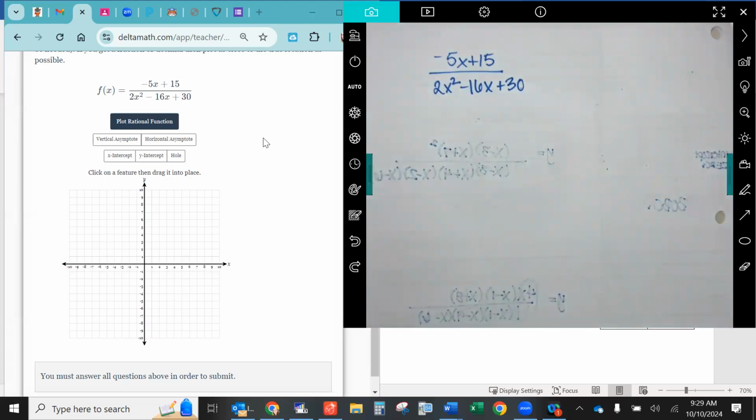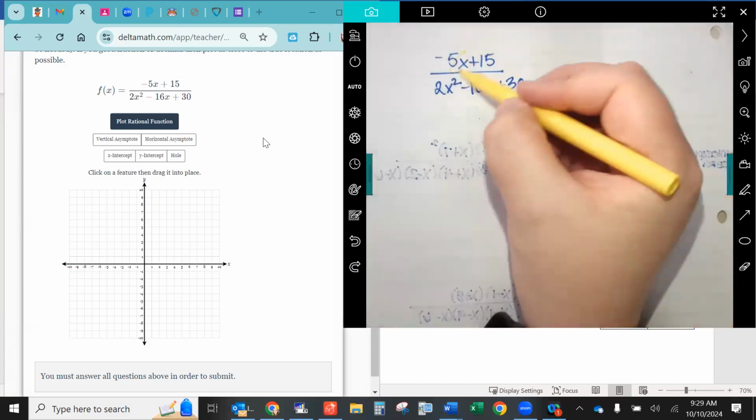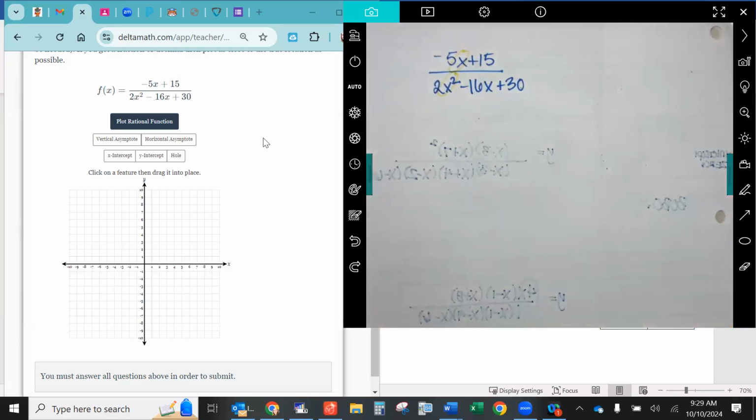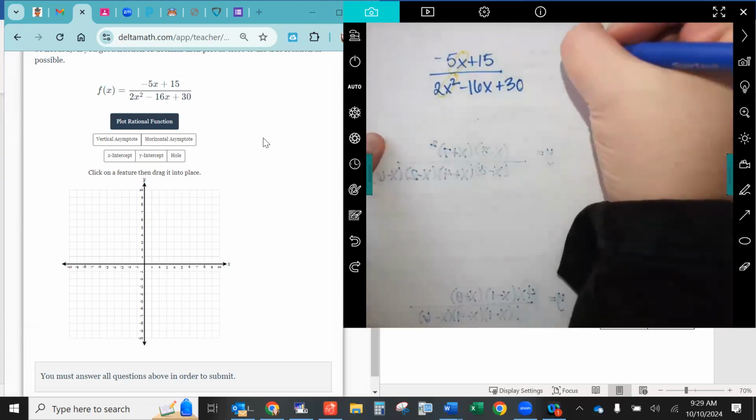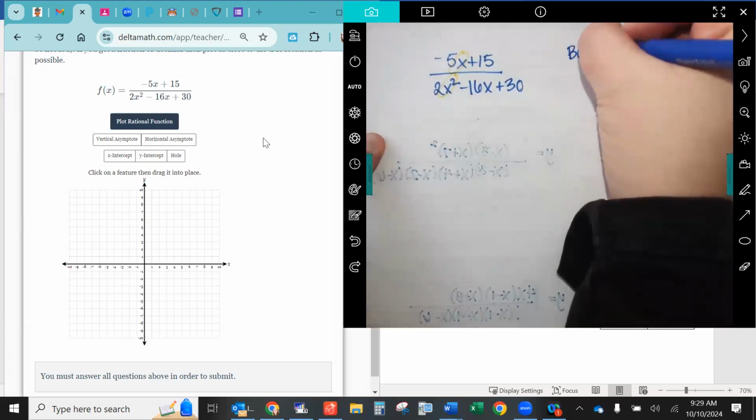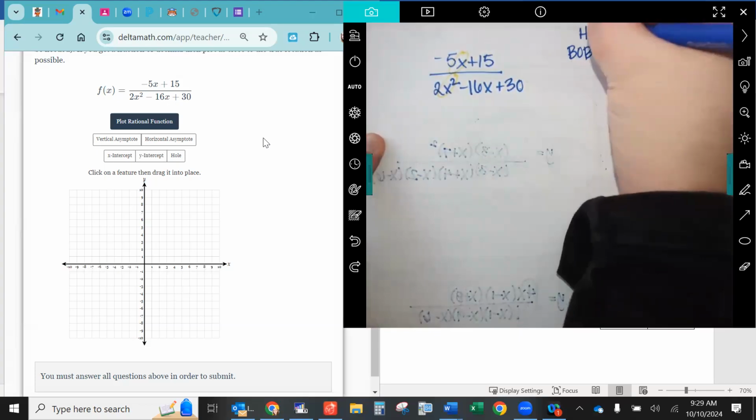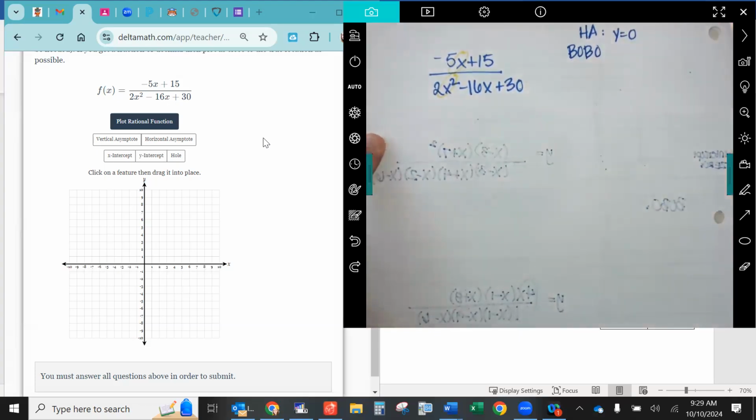Now remember, the very first feature, you can find this just looking at it. Is it a Bobo, a Botan, or a Betsy? Bobo, because the top is what power? Just a regular x. And the bottom is an x squared. So that makes this a Bobo. And that means that my HA, or horizontal asymptote, is going to be y equals 0.